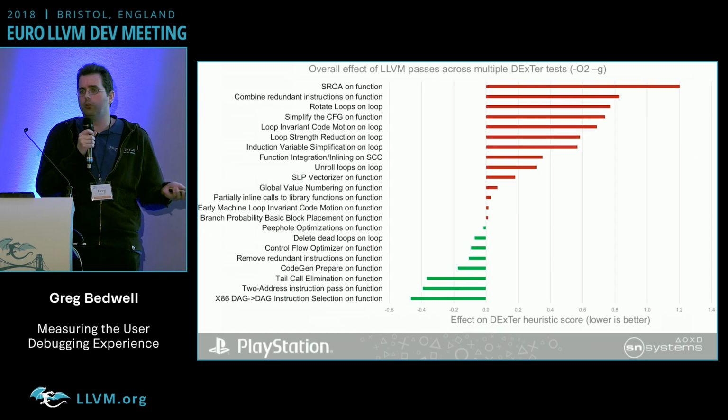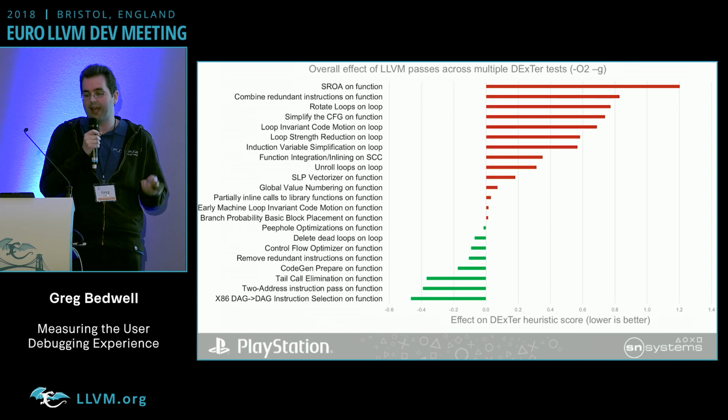So overall, this is running the entire DExTer test suite. These are the passes which do good things and bad things. As you can see, it's actually a really small number of passes which really have any effect. So hopefully with this, we can tune Og, we can improve things.